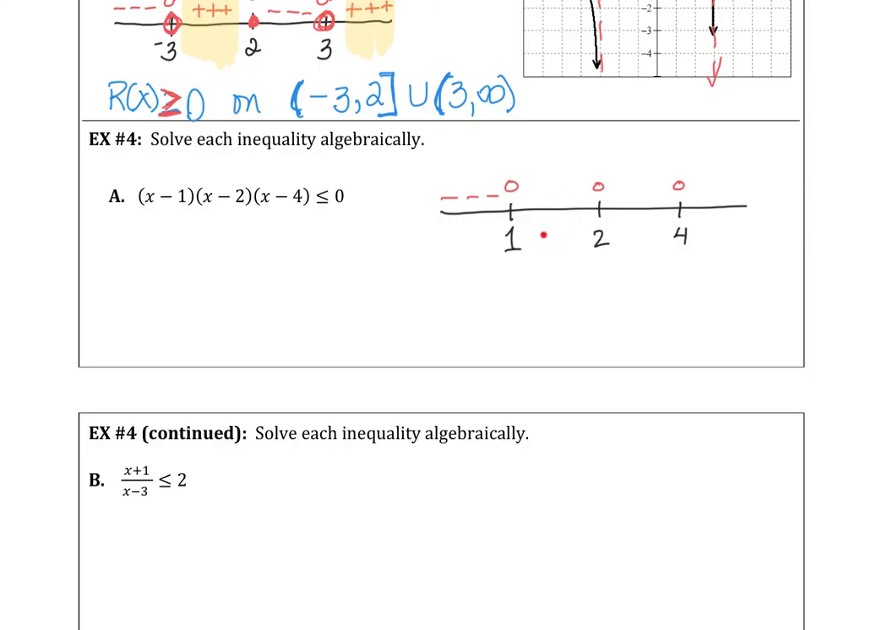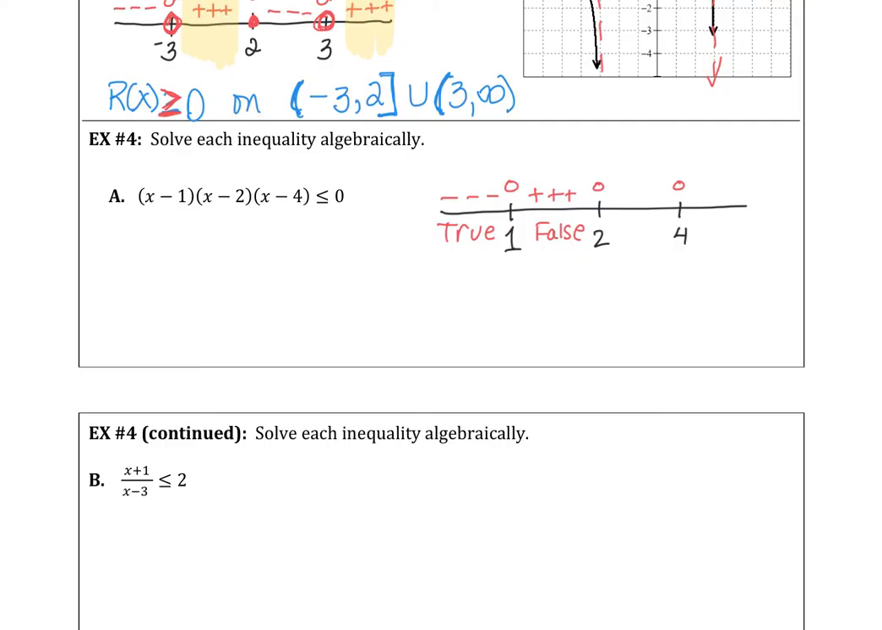Following through in this next section, if you had 1.5, this would be a positive number, a negative number, and a negative number. So a positive times a negative is a positive. So this section would be positive. And we're looking for where it's below the axis. So right here we know that this section is true and this section is false.